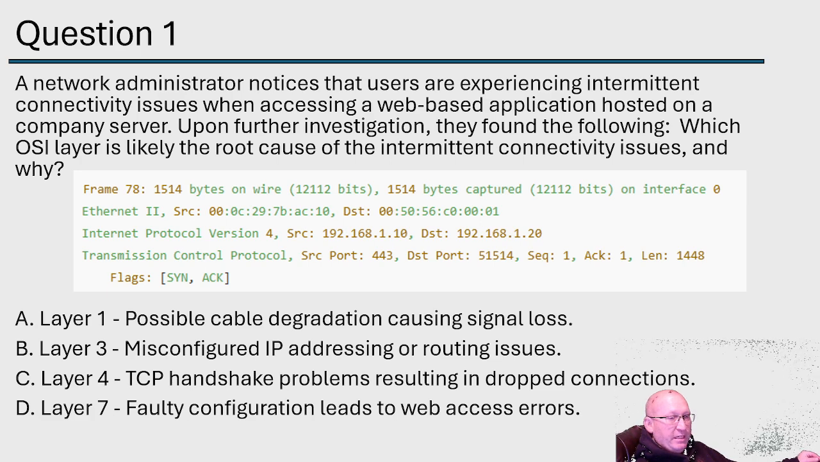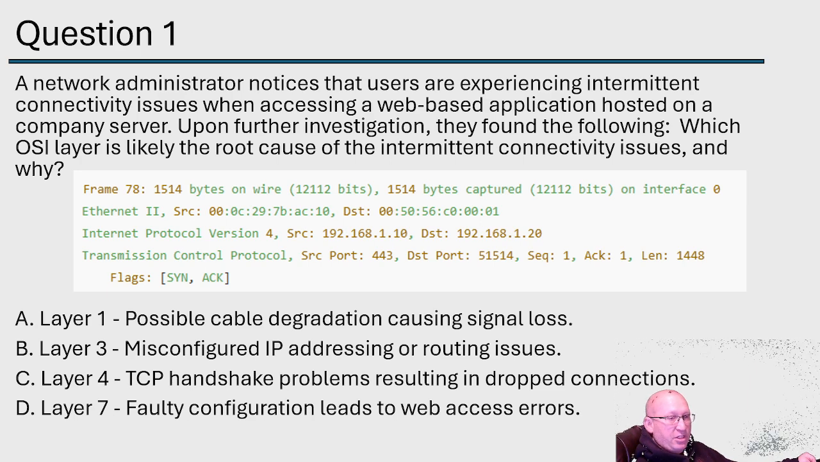If we see here layer 1, possible cable degradation causing signal loss, then we can look through and see if there's any type of cable loss. Layer 3, misconfigured IP addressing. Layer 4, TCP handshake problems. And layer 7, faulty configuration problems.